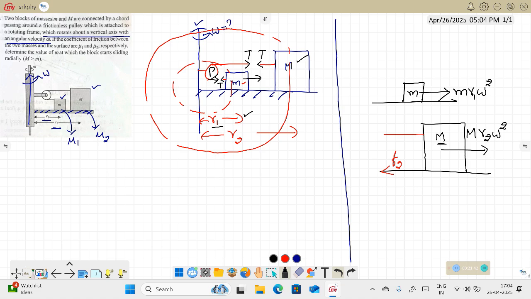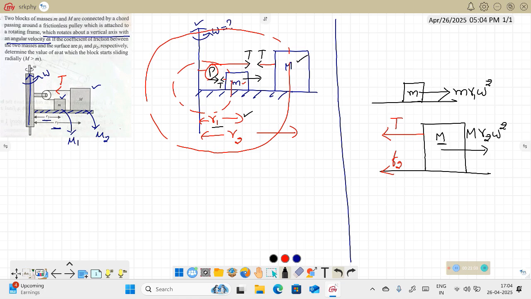Here there is a pulley system. You can see the string is connected. There is a tension also acting here. So there are certain forces we can take here. That means the big block experiences the centrifugal force in the outward direction, and towards the center, towards the axis, tension and friction force are going to act. Similarly, for the small block m.